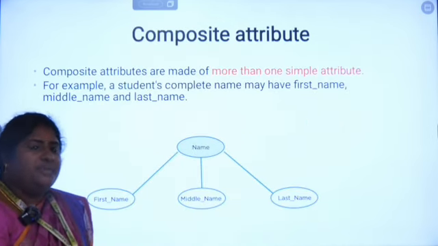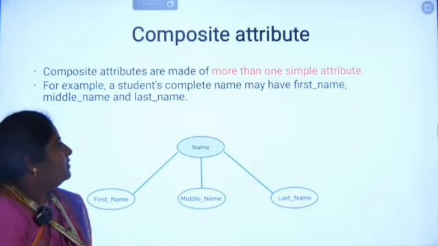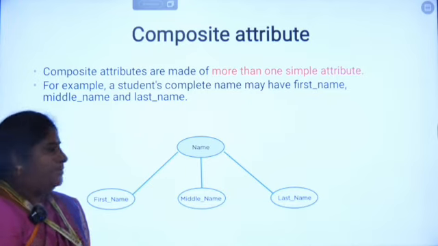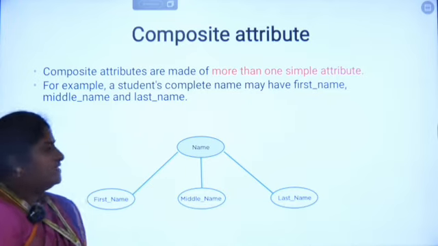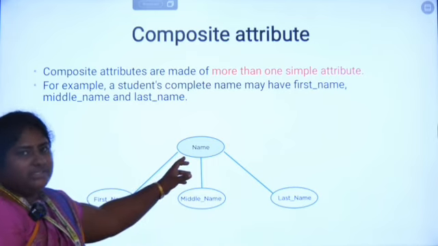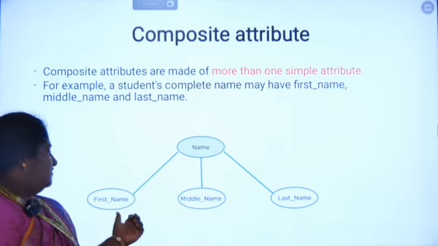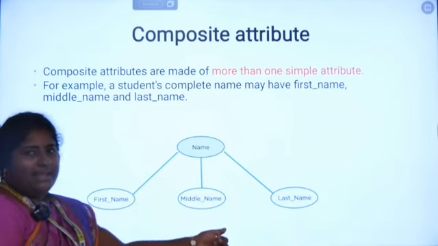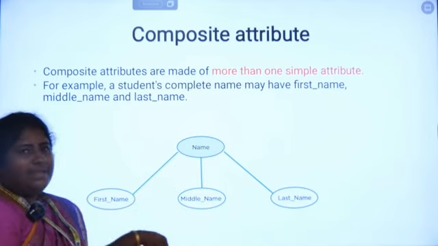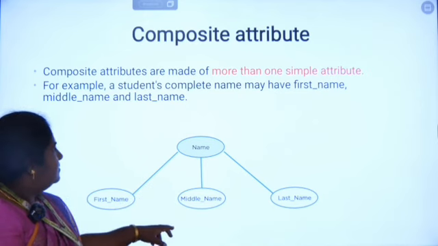So next is a composite attribute. It has more than one simple attribute. For example, let us consider the name to be a composite attribute, where it can be further subdivided into first name, middle name and last name. So this is called a composite attribute.